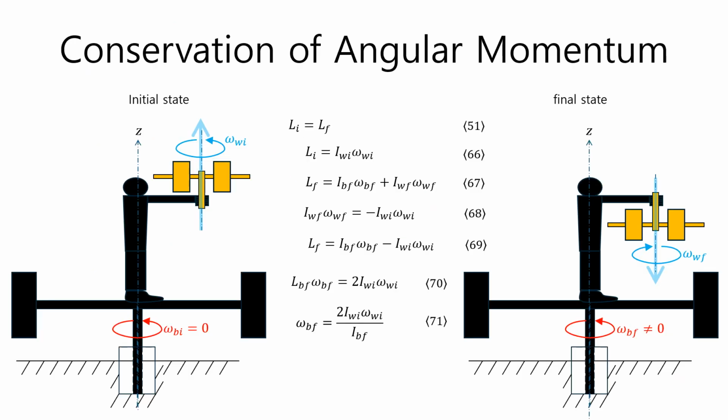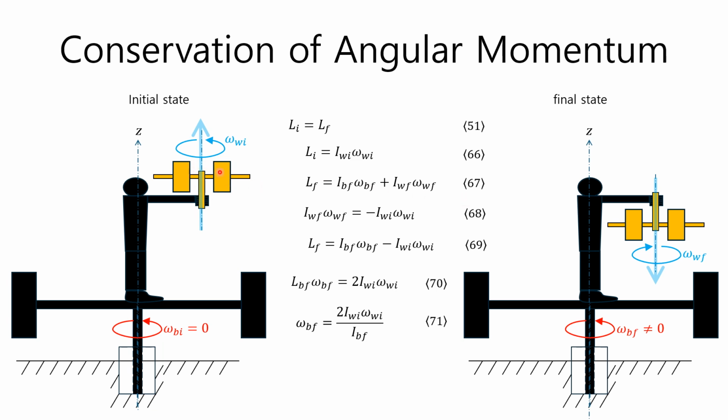In this example, initially, the black bottom rigid body including a standing person is stationary and does not rotate, and the standing person on the bottom rigid body is holding the yellow rigid body that rotates frictionlessly with the angular velocity omega wi in his hand. As before, the black part can rotate around the z-axis without friction with respect to the ground. In the final state, the rotating yellow rigid body held by the standing person is lifted upside down.